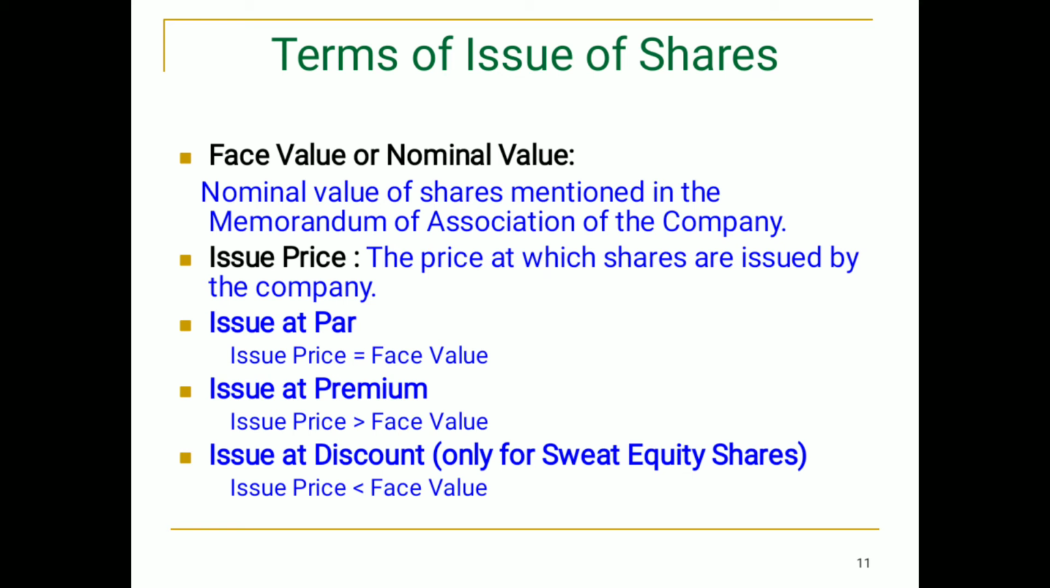Second is issue at premium. Then, issue at discount. Okay? Fine then. Let us start with the first point. Firstly, you are clear with what an issue price is, the price at which the shares are issued by the company. Okay, issue at par. That means issue price is equal to face value, the nominal value mentioned in the memorandum of association of the company.